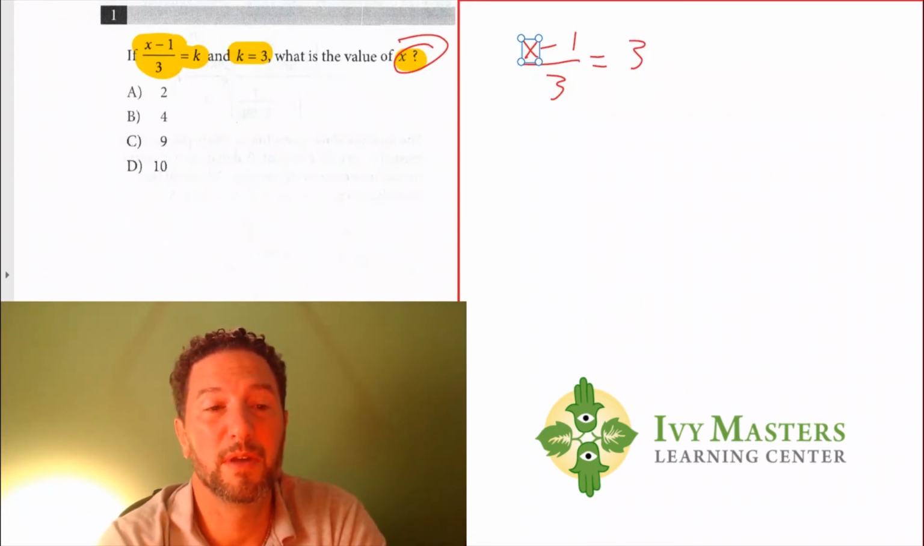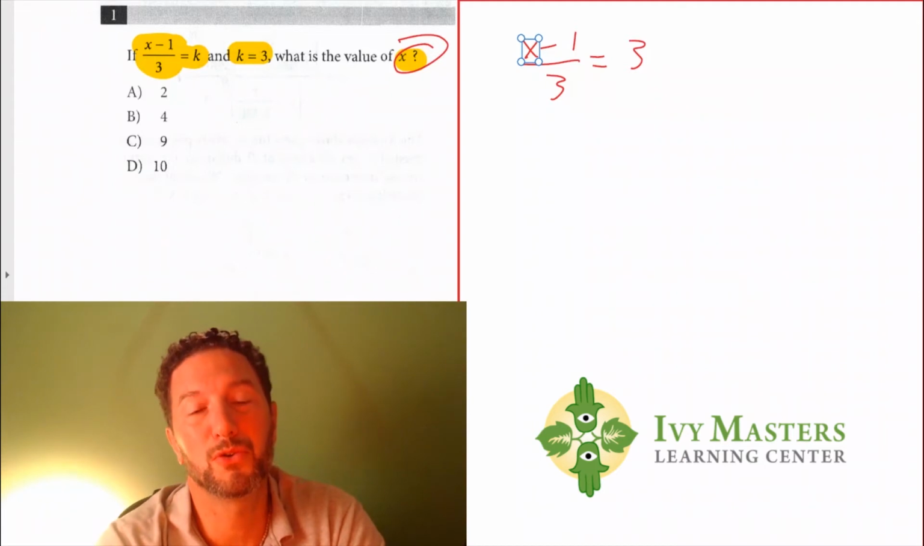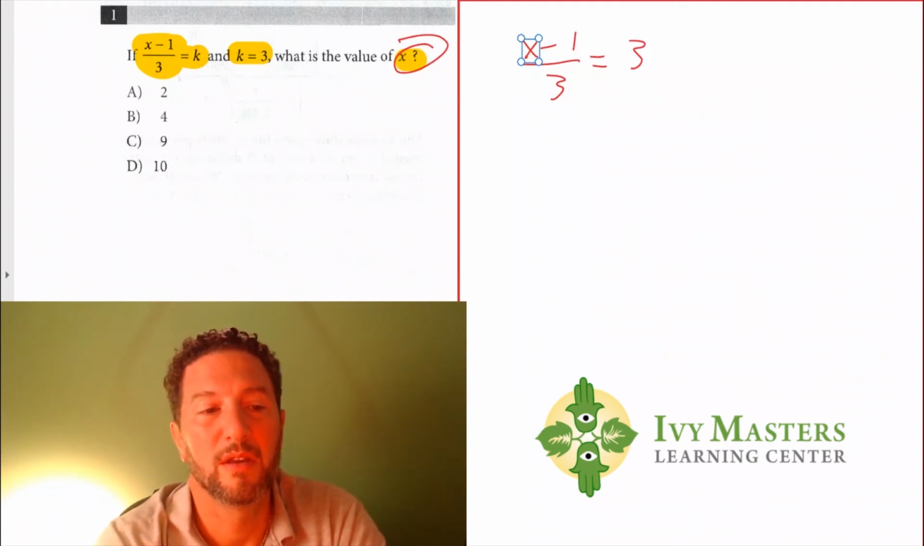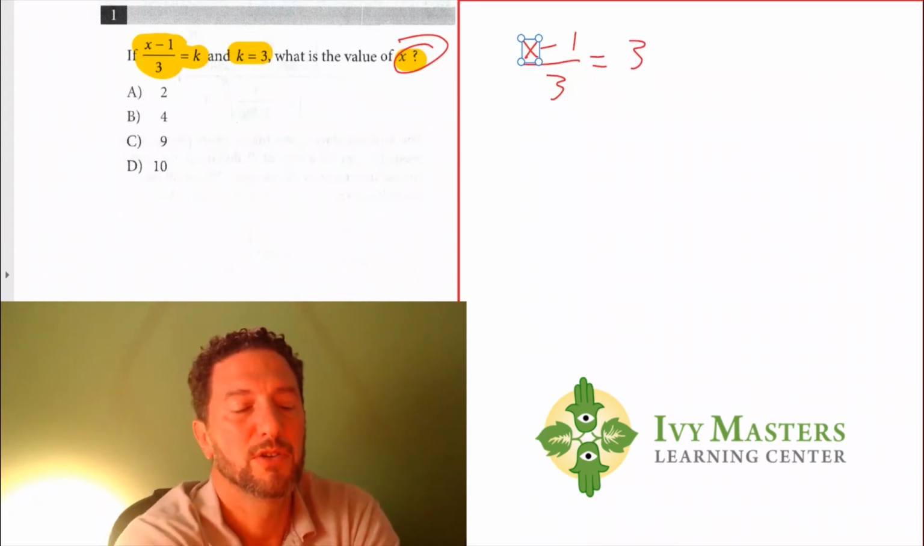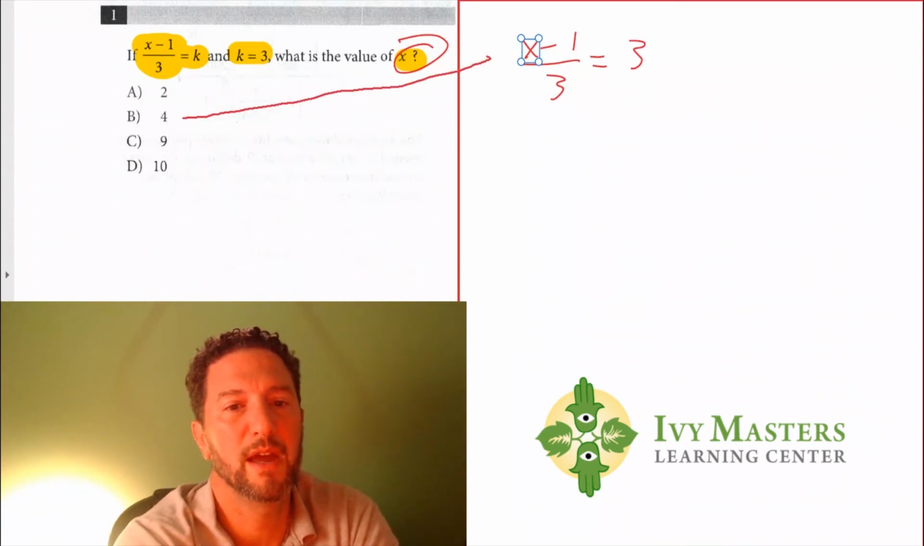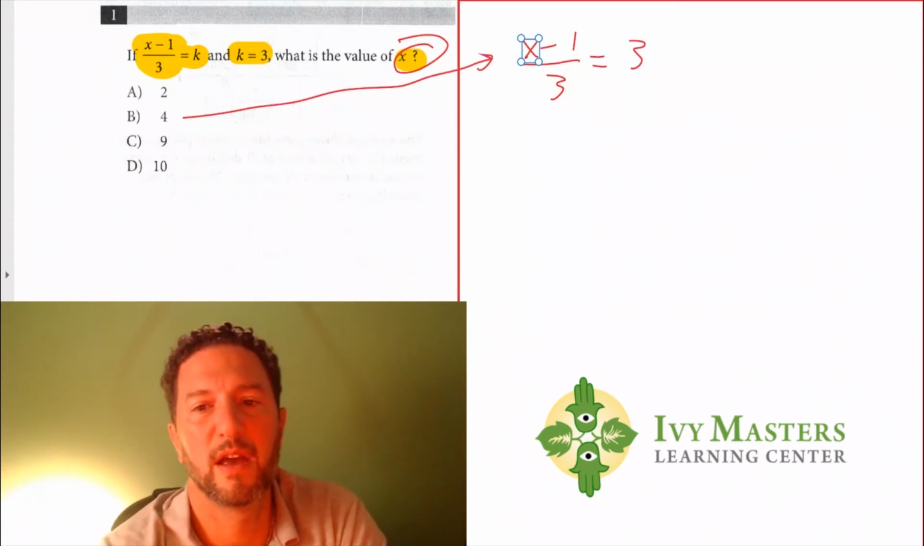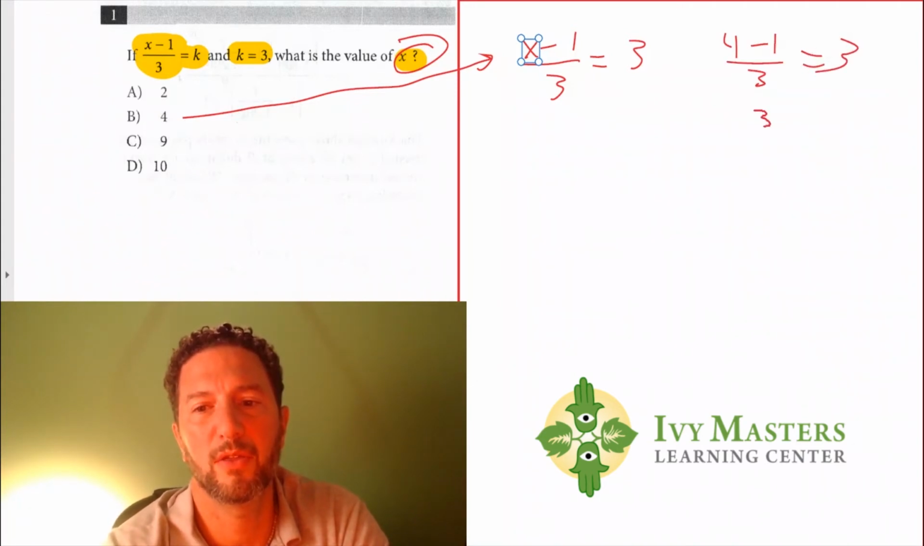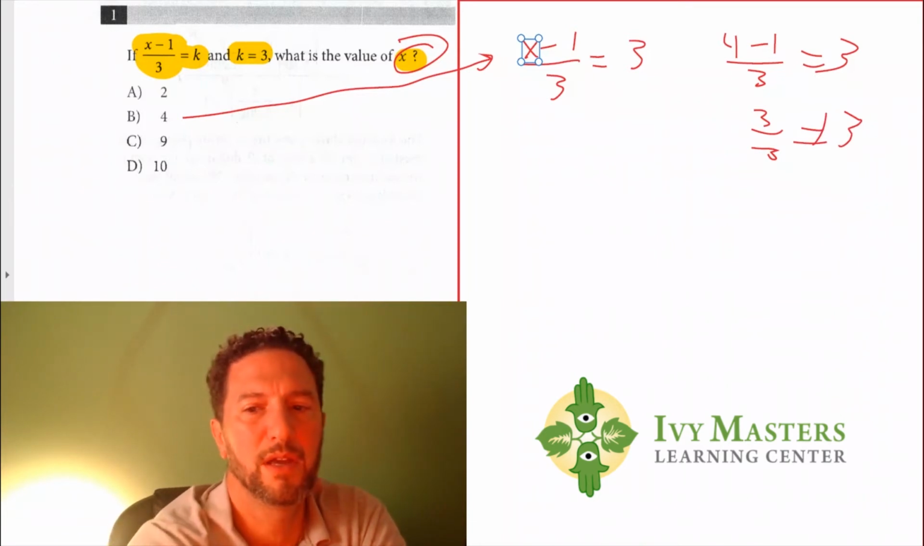Because if you start in the middle, you can tell if you're too big or too small. Not only that, but I want to start with something that is going to give me a whole number if possible. So I'm going to start with answer choice B, which is 4. I plug 4 in for my x, and what I see is that (4 minus 1) over 3 equals 3. I get 3 over 3 equals 3, and 3 over 3 is 1, it's not 3.